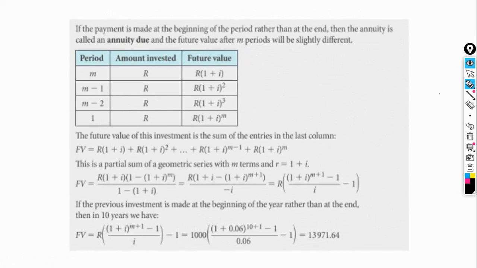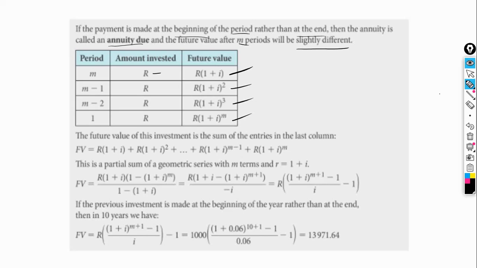So now we're going to look at a different case. If the payment is made at the beginning of the period rather than at the end, then the annuity is called an annuity due, and the future value after m periods will be slightly different. So previously we were doing ordinary annuity where you make the deposit at the end of the period. So notice that the main difference here is that you're going to pick up an interest at the end of the first year. So in the first period you deposit R, right? But you're going to get a future value of R times 1 plus I.